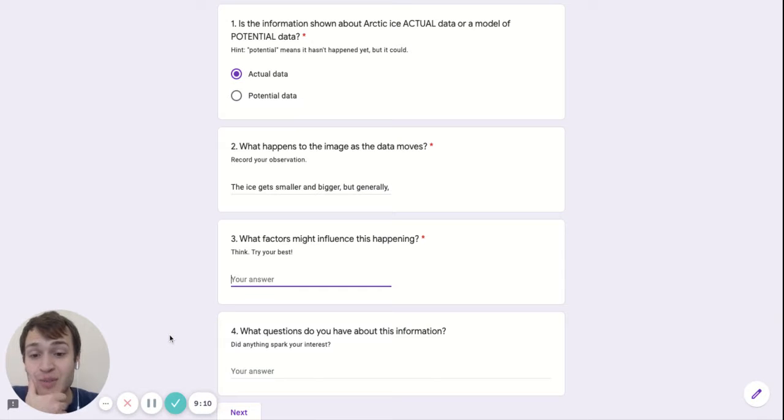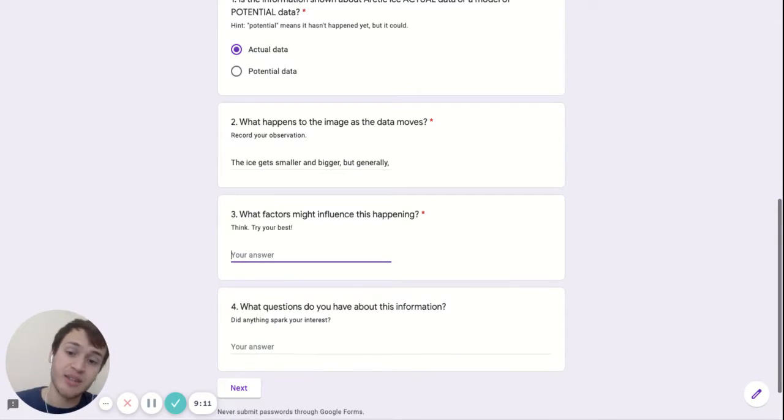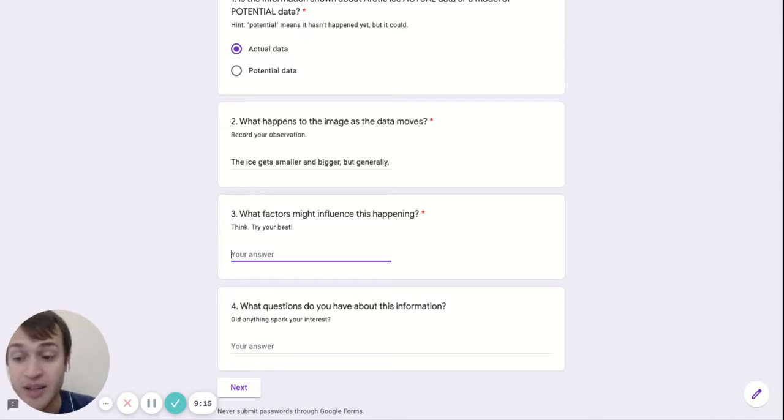Number 3, what factors might influence this happening? You guys know that because of increased carbon dioxide in the atmosphere, the Earth's climate is warming. And as the Earth's temperature warms, ice is going to melt. So we know, or we think, this is happening as a result of rising temperatures on Earth.